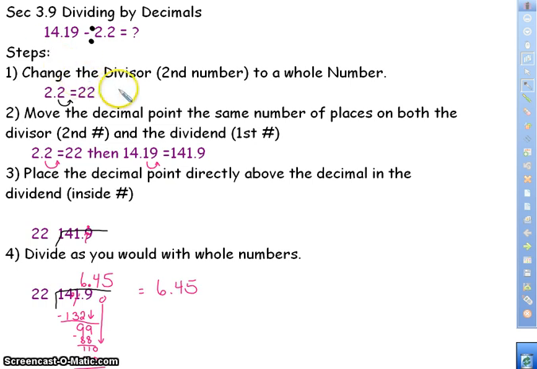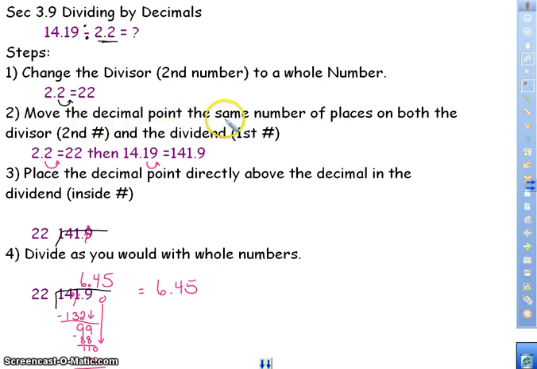Your first step is to change the divisor. Divisor is the second number. Let me change this real quick so it looks a little bit nicer. So I'm taking 14 and 1900ths and I'm dividing it by 2 and 2/10. So the divisor is my second number, and I want to change that to a whole number. Now remember, a whole number is a number that does not have a decimal in it. So in order to do that for this particular number, I'm going to move the decimal back one place, okay, to change it from 2 and 2/10 to 22.